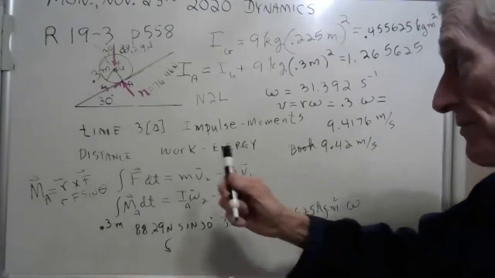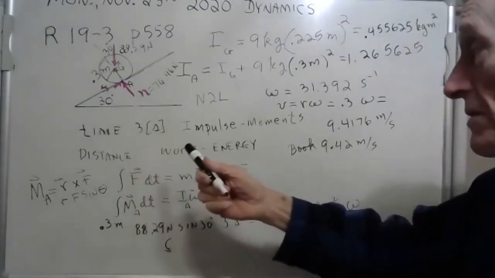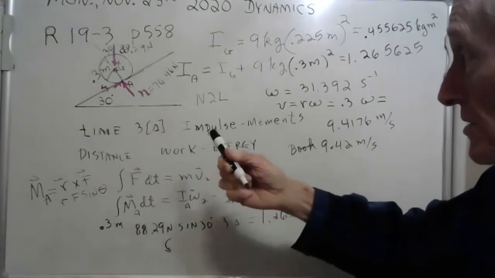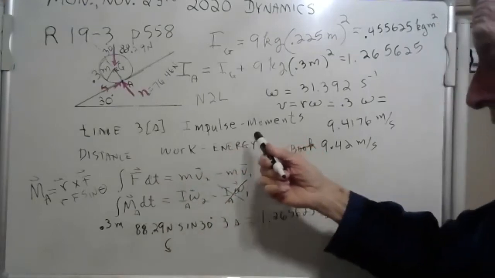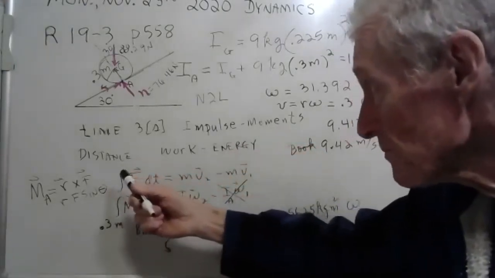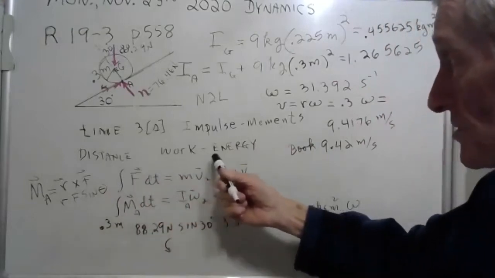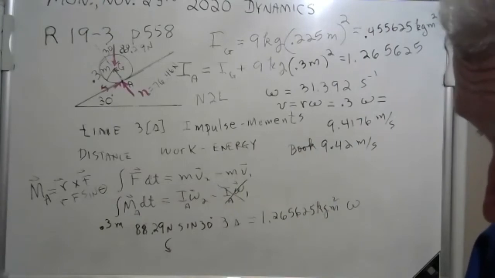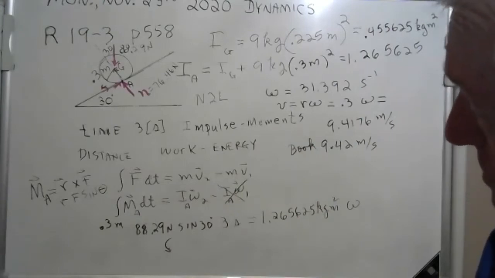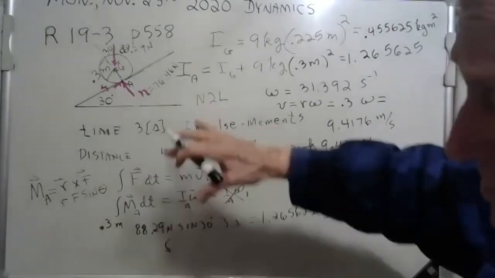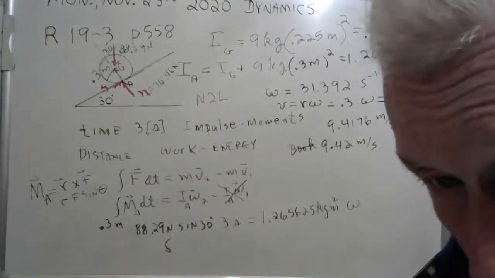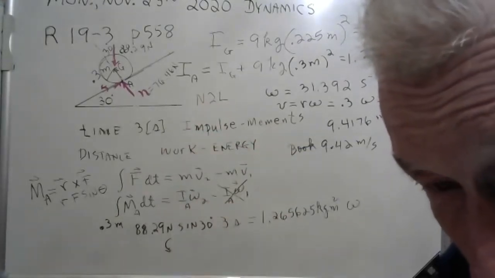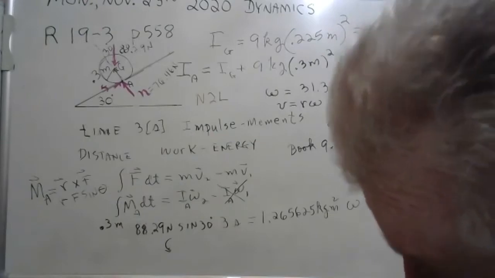See, if they give you the time, you use impulse momentum method. If they give you the distance, you use the work energy method. Well, what if they don't give you the time and they don't give you the distance? You're trying to find the force. Well, you could use Newton's second law. Taylor, what do you think? That sounds great. Let's do it.